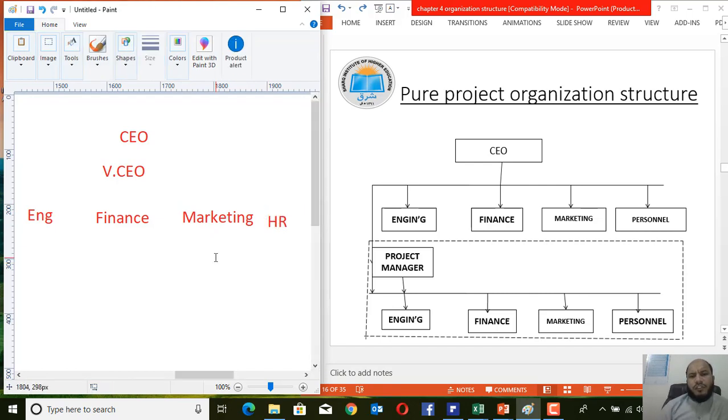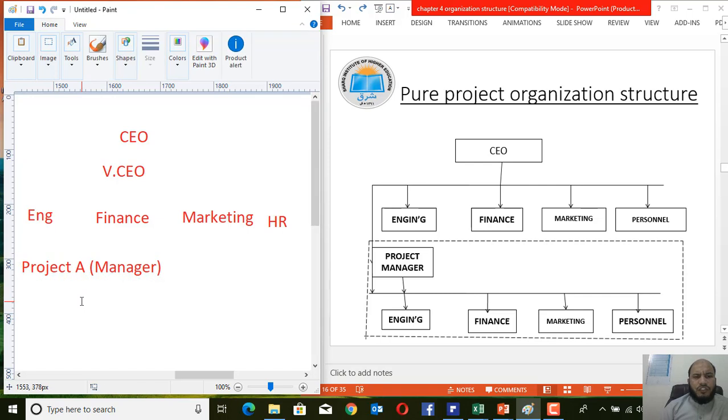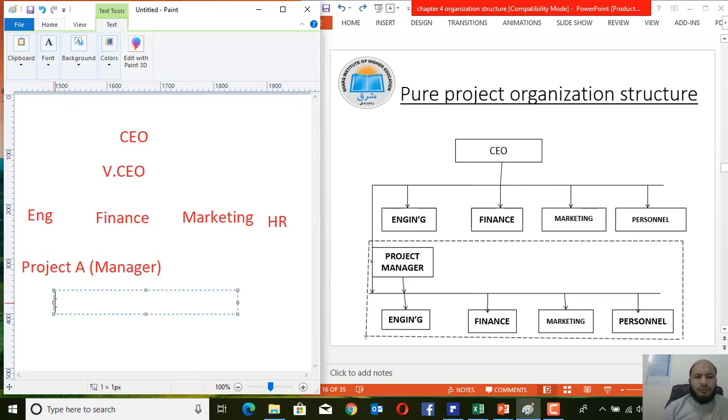These are different departments, but they take on a project, for example project A. So this project is run through a manager. This project will run through a manager. But this manager will have other staff, for example he may have staff from the engineering department, staff from the finance department, staff from the marketing department, and he may also have staff from the HR department.